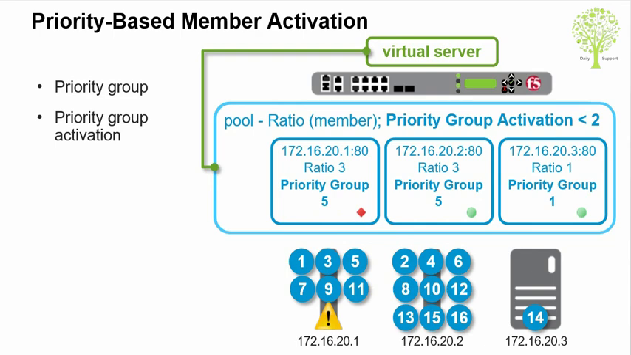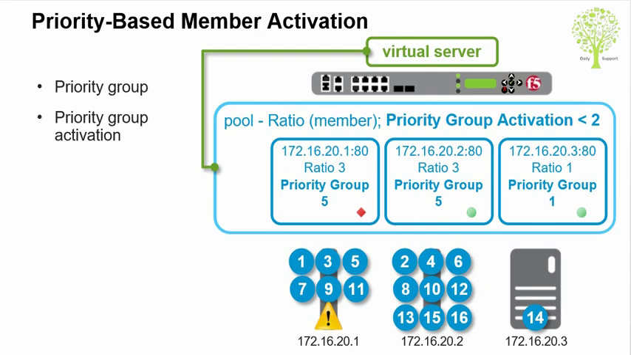For the priority group activation setting, you specify the minimum threshold number of members that must be available for load balancing. For example, if we set priority group activation to 2 and the number of available pool members in the highest priority group is ever less than 2, the BigIP system will activate all the pool members in the next lower priority group and start load balancing to them as well.